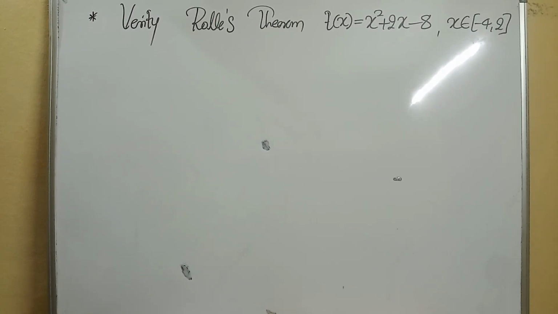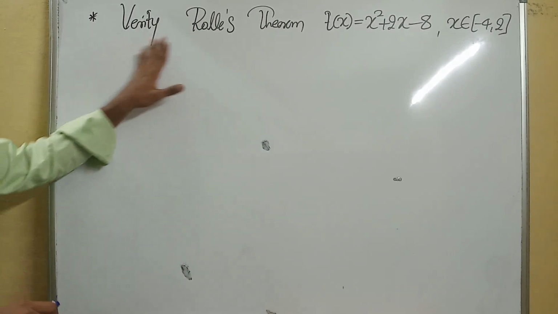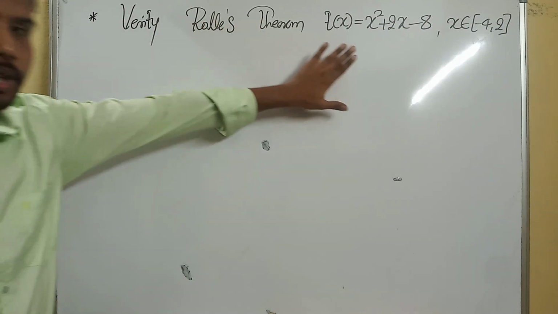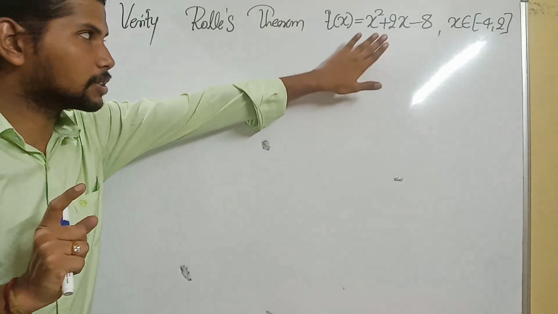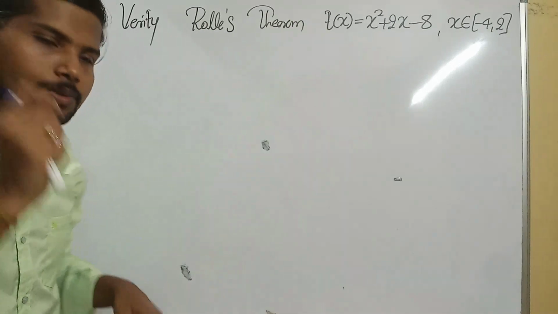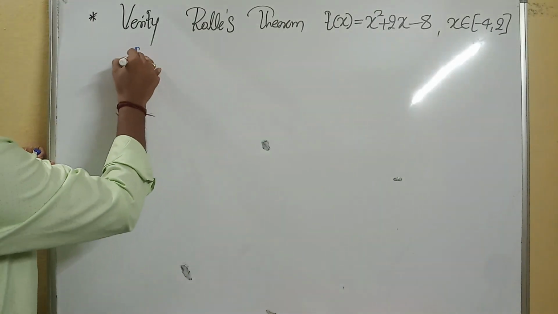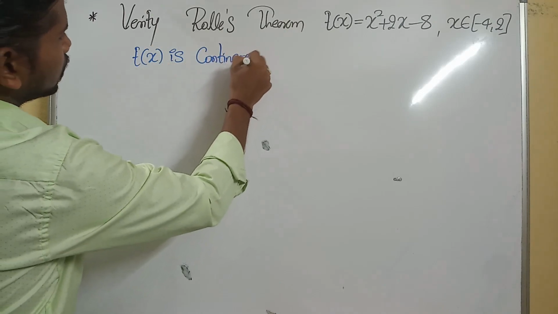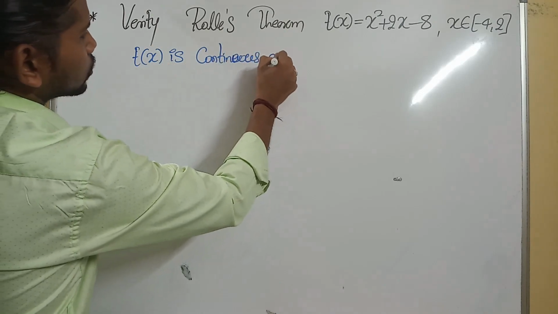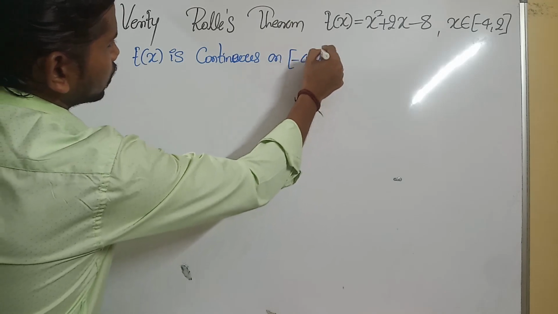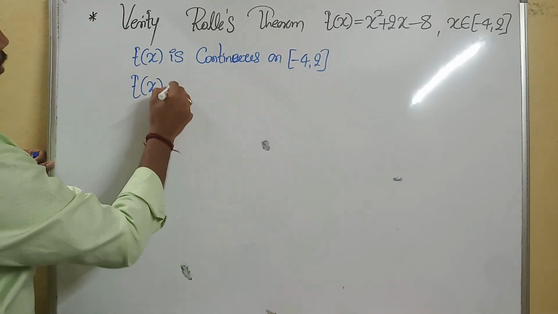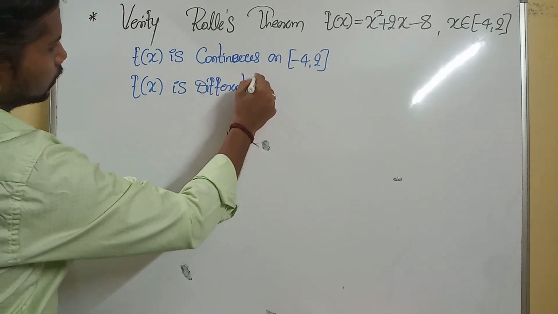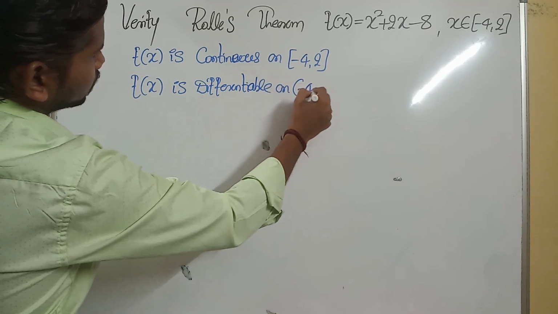Focus on the board. I'd like to discuss some of the exercise questions here. Verify Rolle's theorem for the function f of x equal to x square plus 2x minus 8. The given function is a polynomial function. If it is a polynomial function, it must be continuous as well as differentiable. That's why I would like to write f of x is continuous on the closed interval minus 4 comma 2. F of x is differentiable on the open interval minus 4 comma 2.